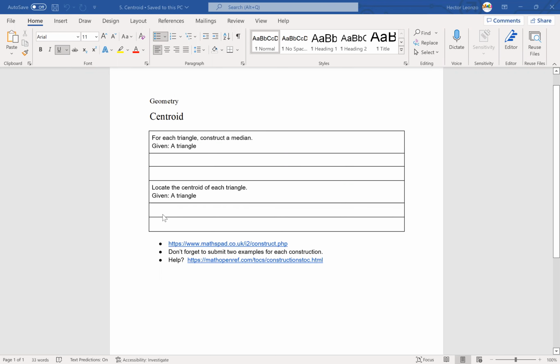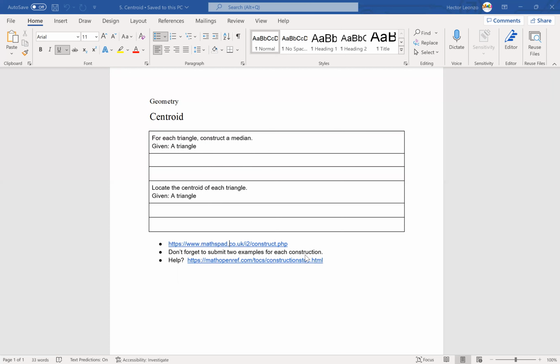Now, on your homework, don't forget that I need you to do two constructions, two examples of each. So for the first one, for each triangle, construct the median. You're going to do two different examples. Keyword here, different. Two different examples. All right, so don't give me the same construction twice. Two different examples. For the centroid, again, two different examples as well.